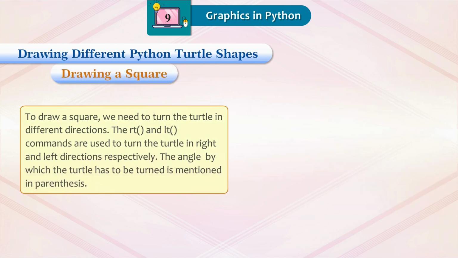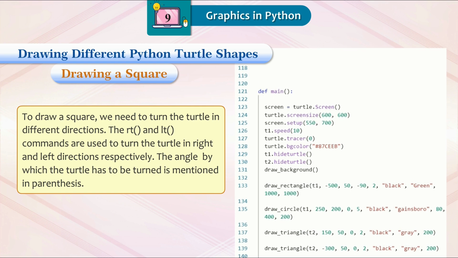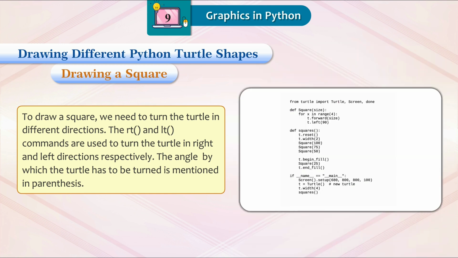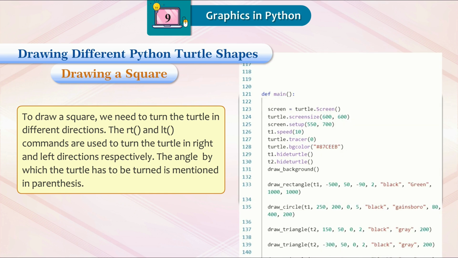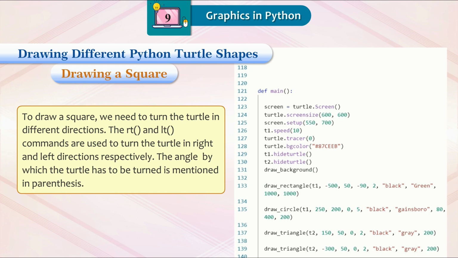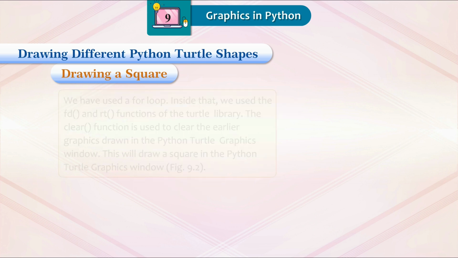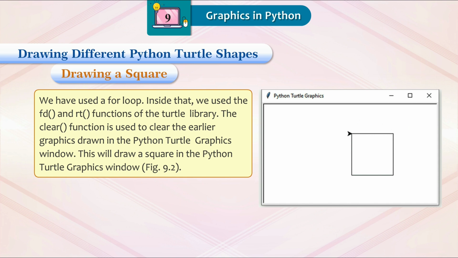Drawing a square. To draw a square, we need to turn the turtle in different directions. The rt and lt commands are used to turn the turtle in right and left directions respectively. The angle by which the turtle has to be turned is mentioned in parentheses. Now, let us draw a square using the following code. We have used a for loop. Inside that, we use the fd and rt functions of the Turtle library. The clear function is used to clear the earlier graphics drawn in the Python Turtle graphics window. This will draw a square in the Python Turtle graphics window, figure 9.2.